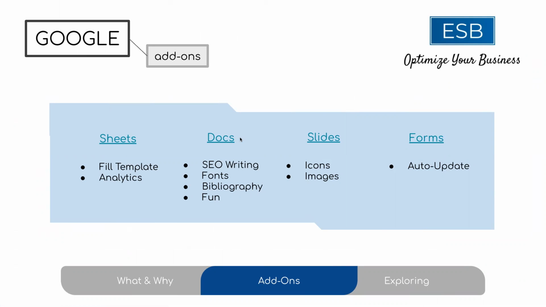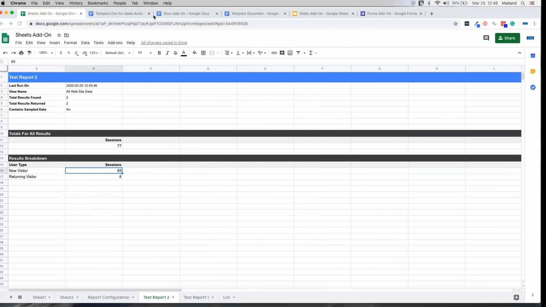All right, so moving on, docs. I find that most word processors lack a lot because, I mean, they're really just for writing. However, it's nice to have tools that are right there when you are writing. So the first one we're going to look at is an SEO writing tool.